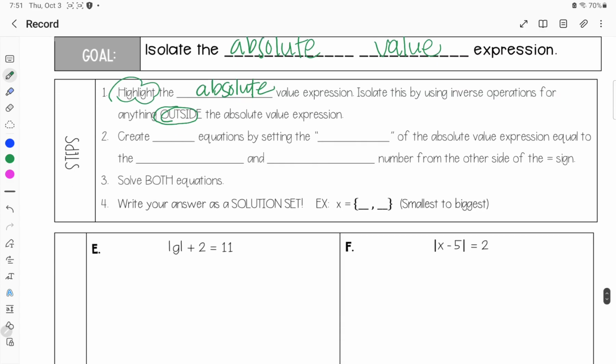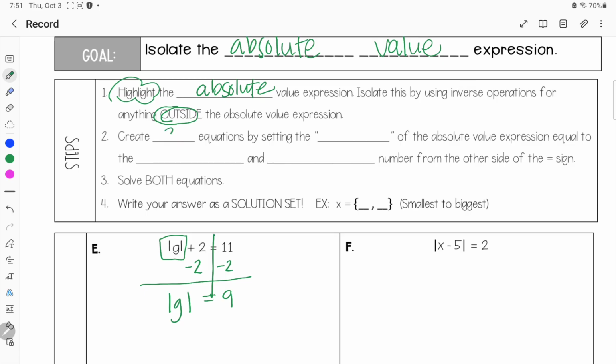So I'm just going to show you an example. Now this is the whole thing that I want alone. So in order to get this alone, I need to undo this. Right now I'm adding 2, so the opposite would be subtract 2, leaving me with the absolute value of g equals, and then 11 minus 2 is 9. So I have done step 1.